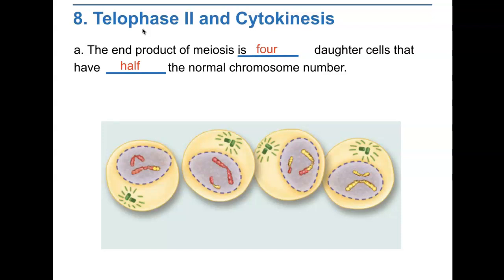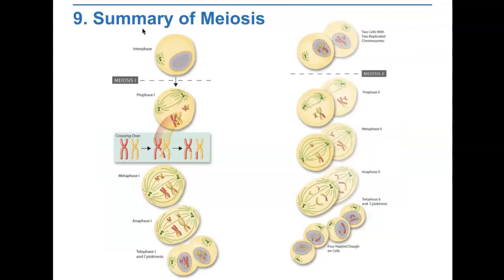The haploid cells produced in meiosis develop into gametes for sexual reproduction. In males, these gametes are usually called sperm. In females, they are known as egg cells.